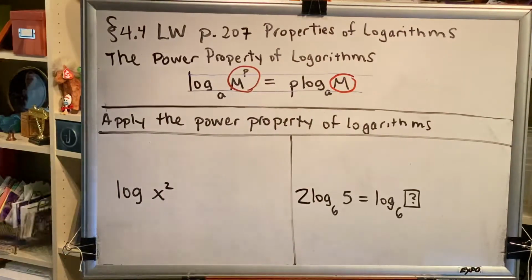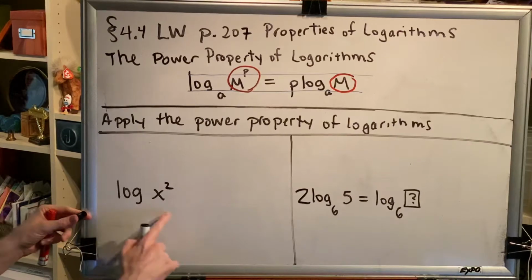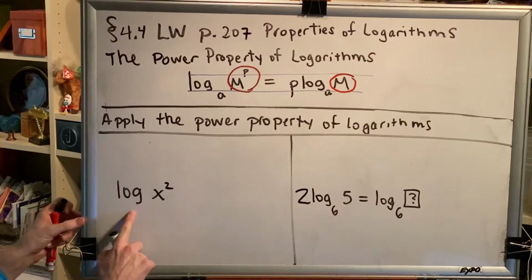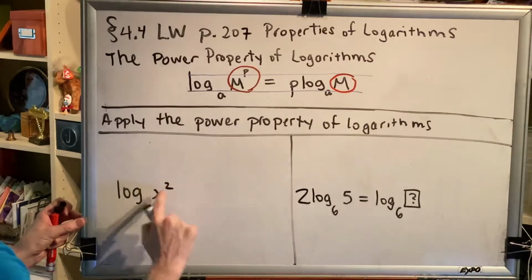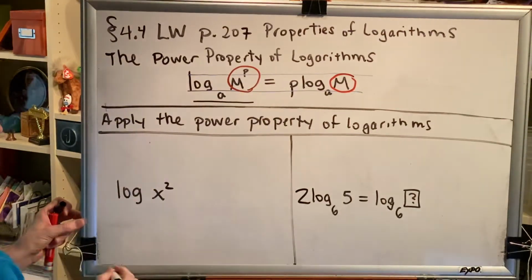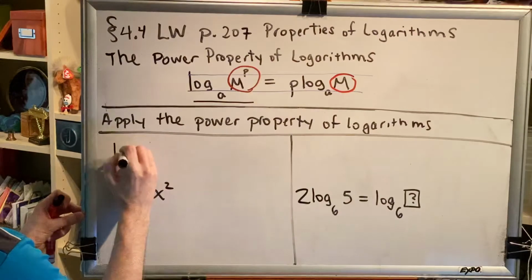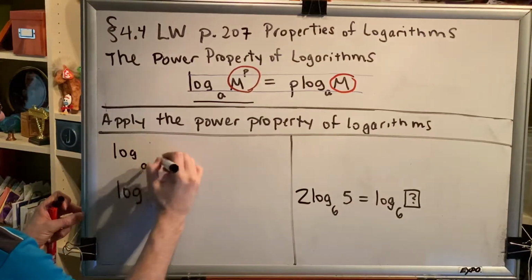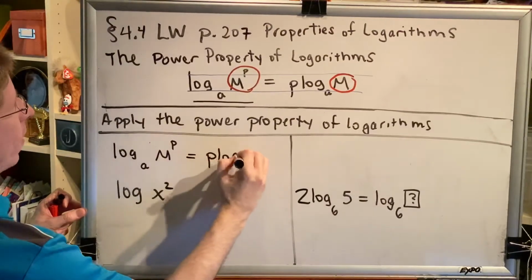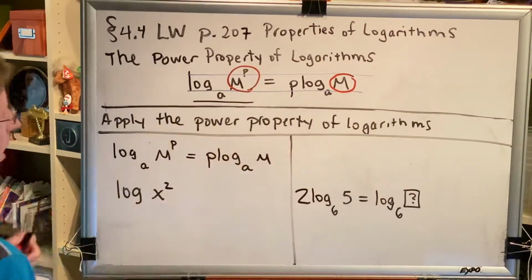Okay, let's apply the power property of logarithms. I said the wrong name. So we're going to do this problem right here, and we're going to apply the power property. We can see that what we have here is the logarithm of an argument where the argument has an exponent. So that is the left side of the rule that we see here. I'm going to go ahead and write this rule directly above what we're given in the problem, and we're going to line everything up.